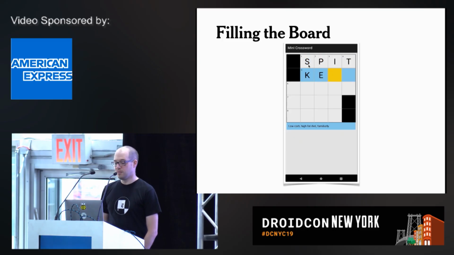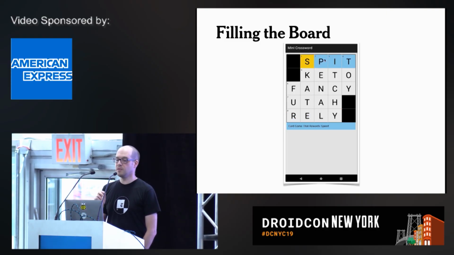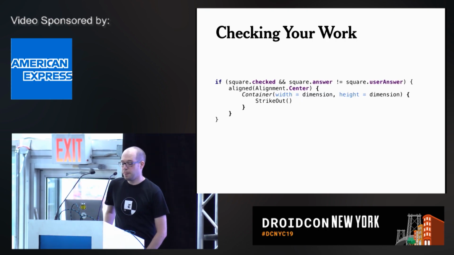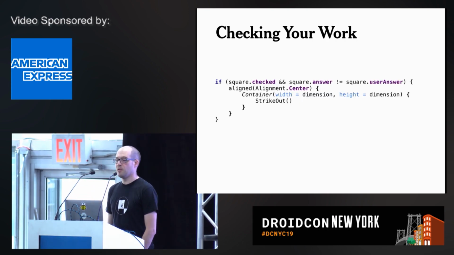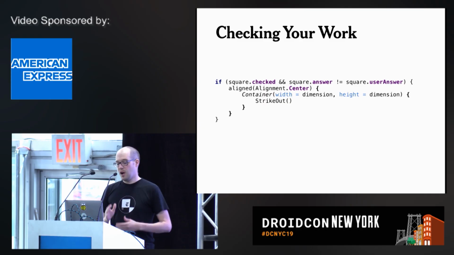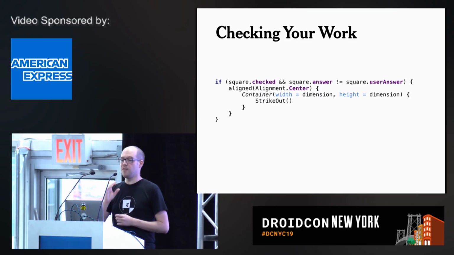So finally, we want to be able to check our work and implement that check feature where you can see if you have any answers wrong. So we already have the checked parameter that we've added onto the square model. And then we have parameters for the user's answer that they've entered and the real answer. So now we know if that square's been requested to be checked and you have it wrong, we're going to plop another thing in that stack with the strikeout.